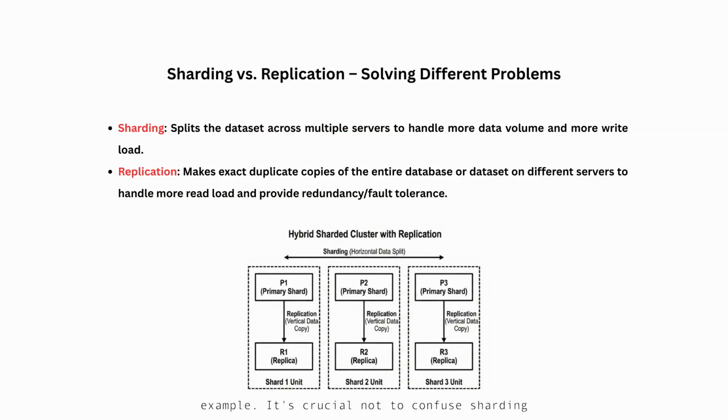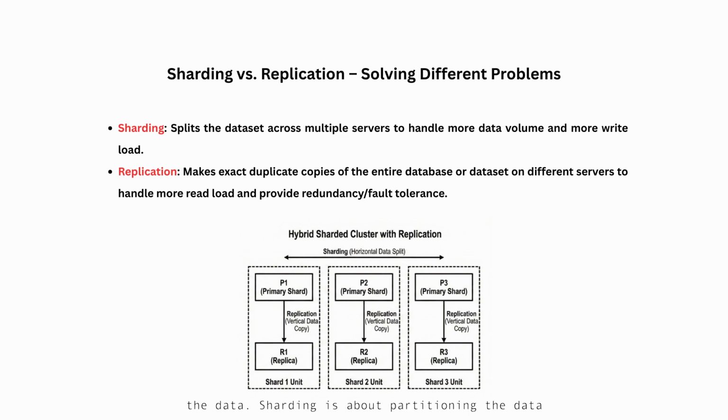It's crucial not to confuse sharding with replication. They are complementary techniques that solve different problems. Replication is about creating redundancy. It makes exact copies of data across multiple machines. This is primarily used to increase read capacity by distributing read requests across read replicas and to provide high availability. If the primary database fails, a replica can instantly take over.